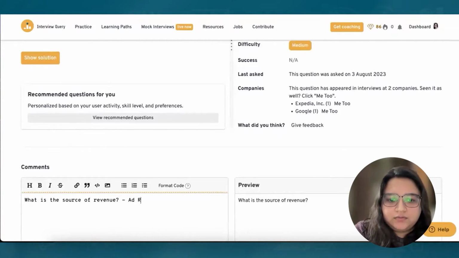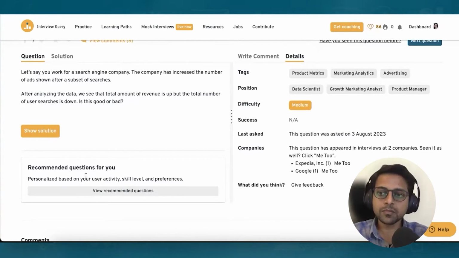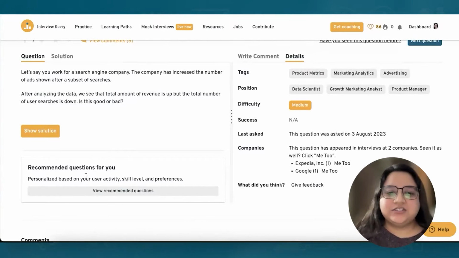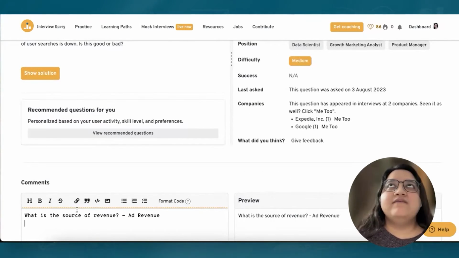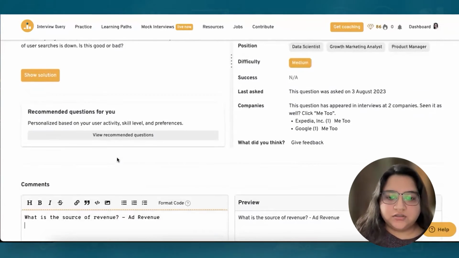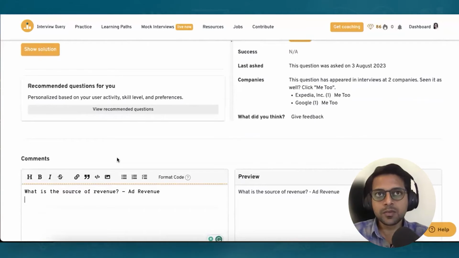Ad revenue. Yeah, because this is quite open-ended and the user searches are down, are we looking at a particular subset of users, because it says a subset of searches? Right. So let's assume that the initial data comes from a certain subset because we haven't done this at the entire scale of the company, for example, a search engine like Google. So the initial data that we have seen is from a certain subset of users.